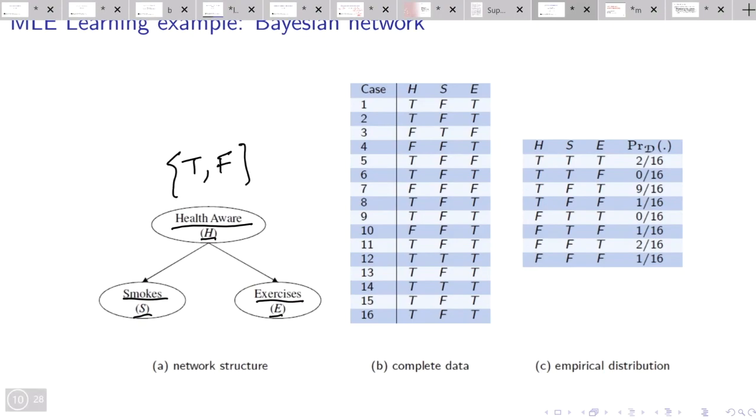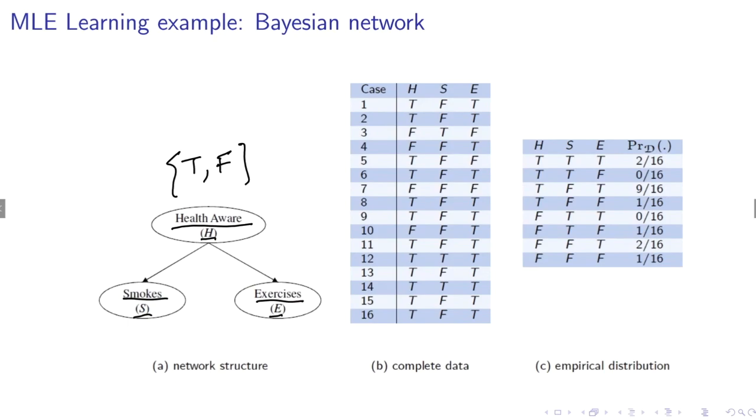And let's say we have access to a data set which has 16 examples, 1 to 16, where the first example is health aware is true, smokes is false, and exercises is true. Okay? The second example is health aware is true, smokes is false, and exercises is true, and so on. So what we want to do is use our previous discussion and compute the maximum likelihood estimates for each of the parameters in this Bayesian network.